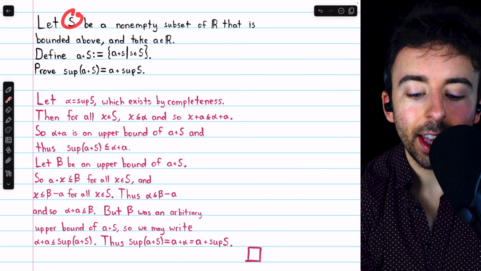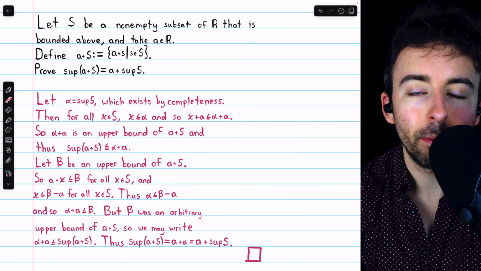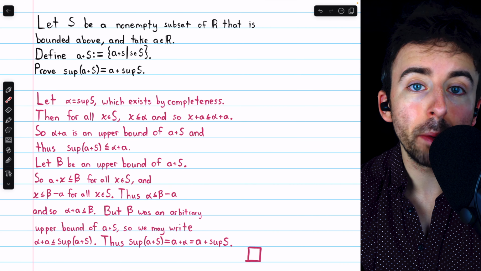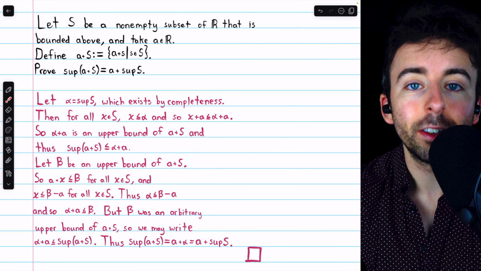So if we take a set that has a supremum and then increase every element of the set by some number a, then the supremum of that new set is actually just the original supremum, also increased by a.